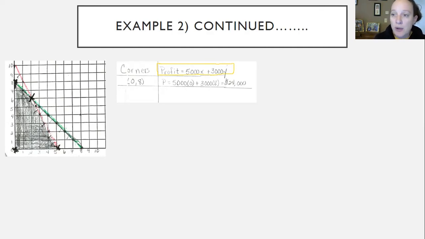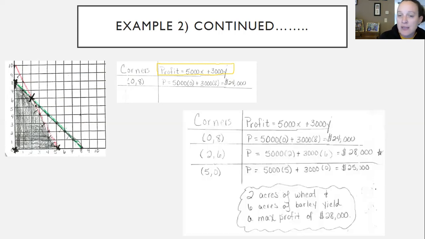Okay, at this point, stop the video, fill in the rest of the table, and see if you can write your solution sentence. How many acres of wheat and how many acres of barley will you plant to maximize your profit? Okay, welcome back. Hopefully you have filled in that table, and it should look like this in the end. The other point was 2, 6, and that yields a profit of $28,000, and 5, 0 yields a maximum of $25,000.